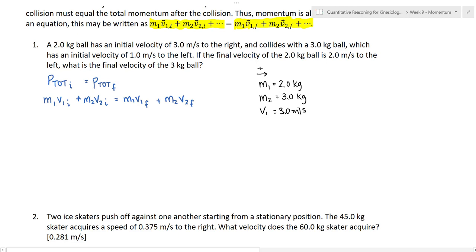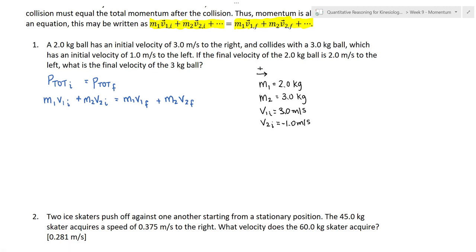And it's positive because we said right is positive. It collides with a 3 kilogram ball, which has an initial velocity of 1 meter per second to the left. So V1 initial was 3 meters per second. V2 initial is the initial velocity of ball 2, which is 1 meter per second. But since it's going to the left, and we said plus is to the right, we would make that a -1. That's very important that we remember to put in the negative sign there.